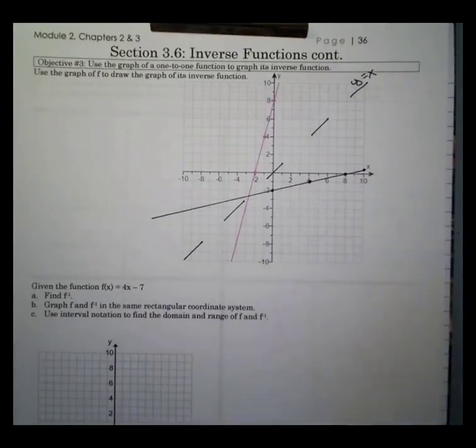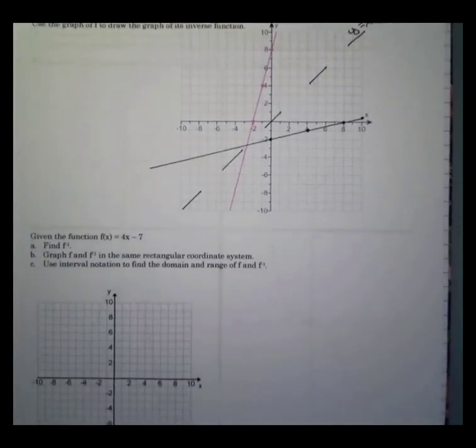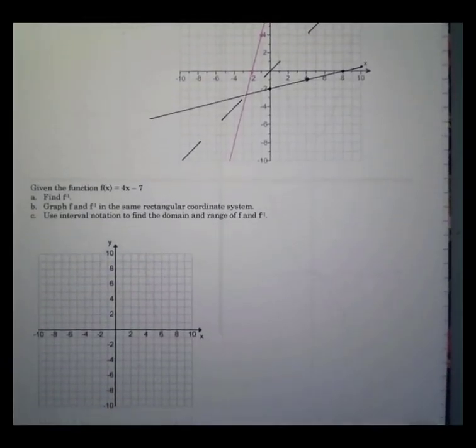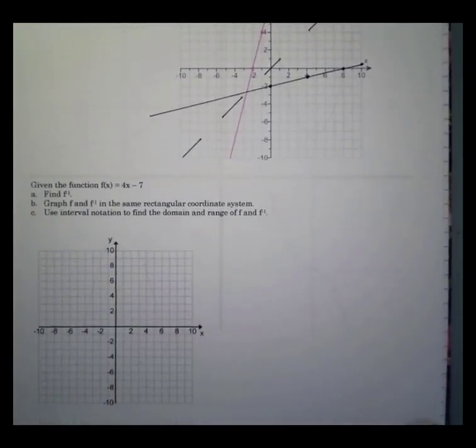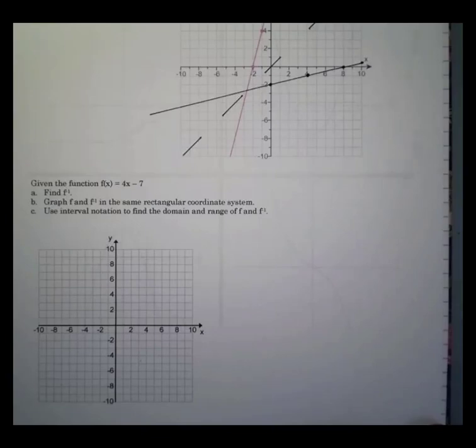So that's kind of simple to draw if I just have a few points identified on the other one, especially if it's a linear function, a straight line. That makes it really simple for us. Let's go down to the next part and see if we can take this function and find the inverse and then graph them in the same rectangular coordinate plane. And that's what we've been doing, and we'll go ahead with the same steps that we've been using.